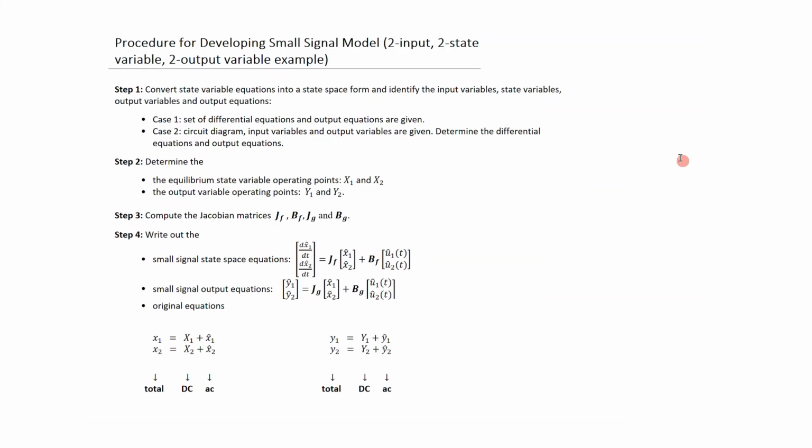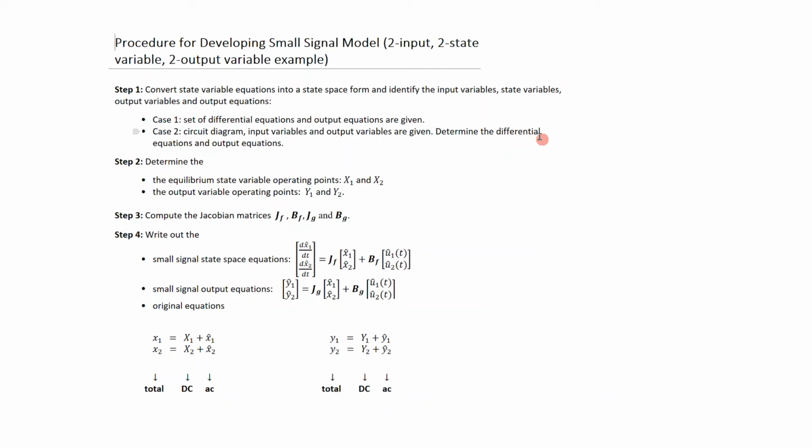All right, so now we can develop the procedure for developing a small signal model. This example is for 2 input, 2 state variable, 2 output. So let's go through the steps. Step 1 is to convert the state variable equations into a state space form and identify input variables, state variables, and output equations. There are 2 different cases to consider. One is where the set of differential equations and output equations are given. The second could be, for example, a circuit diagram where the input variables and output variables are given, and you need to determine the differential equation and the output equation. So this involves an extra step until you get everything in a form for which you then perform small signal circuit analysis.